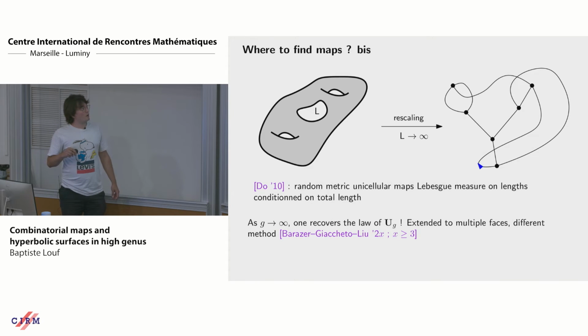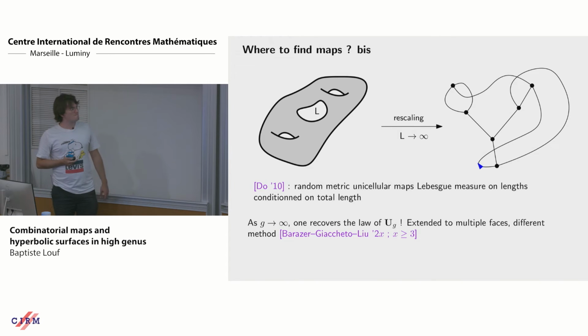So actually the law of our UG is just the law of the ribbon graphs of the combinatorial moduli space with one face when you condition it to have length 12G. And this has been extended, as we learned because Minkun told us about it. They extended it to any number of faces with Alessandro, who's here, and Simon Barazer, who's not here. And they also used a very different method.